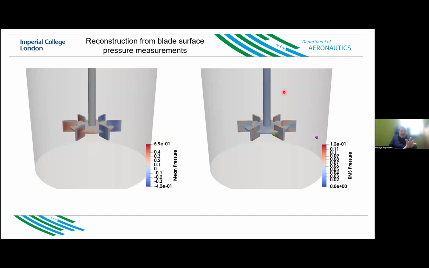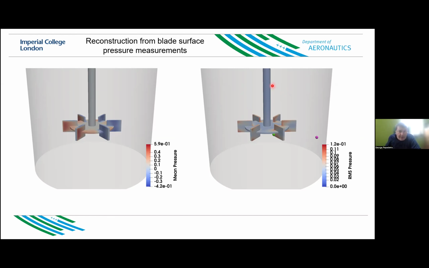Now, all of the results I have shown you are somehow idealized, in the sense that I selected this point, I measured the three components, and I did the reconstruction. What we wanted to see is whether there is anything we can do to make this less intrusive. So what we have done here is the following: we said, we are not going to measure velocities, but let's measure pressure.